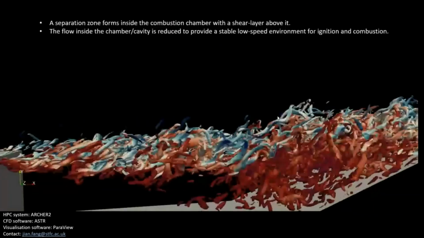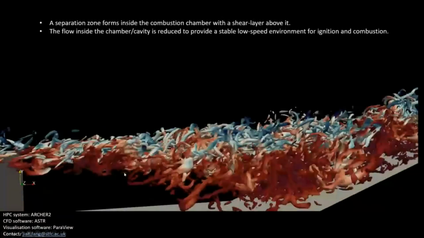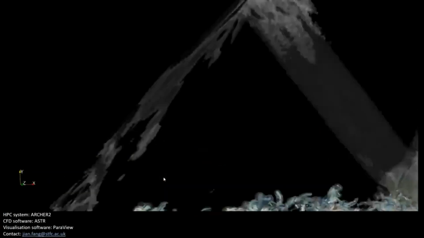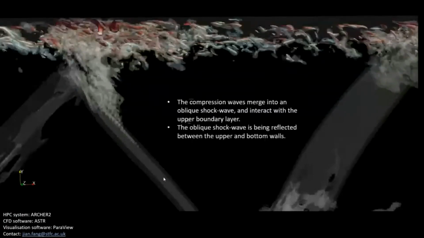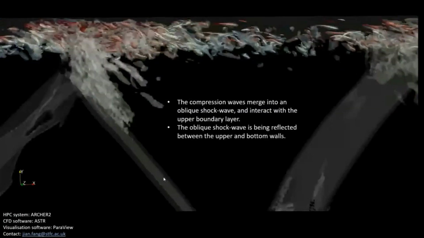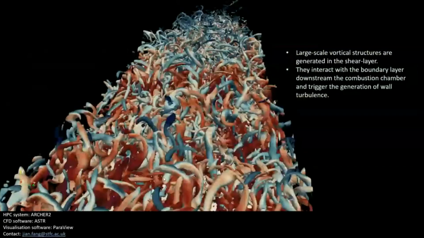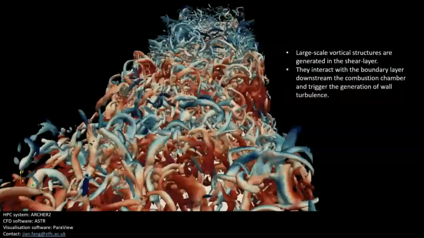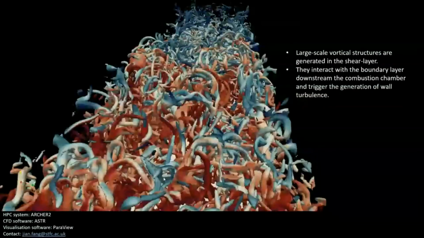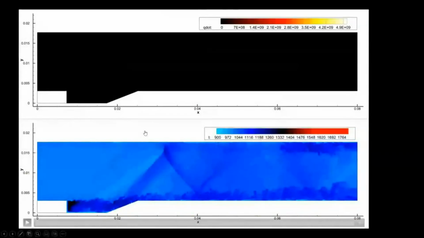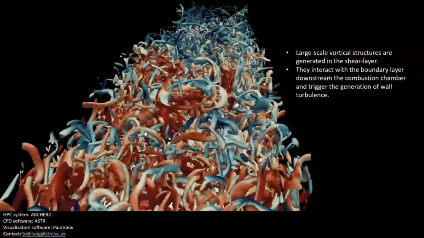So we use a simple cavity, and the cavity generates a shear layer. Here we see strong turbulence fluctuations over the shear layer, and because the shear layer impinges on the tilted wall, it generates a compression wave. The compression wave becomes shock waves, and the shock waves are reflected between the upper and bottom walls, leading to interaction between the turbulent vortical structures and the shock waves. This is what we show in the video, but we did further research.